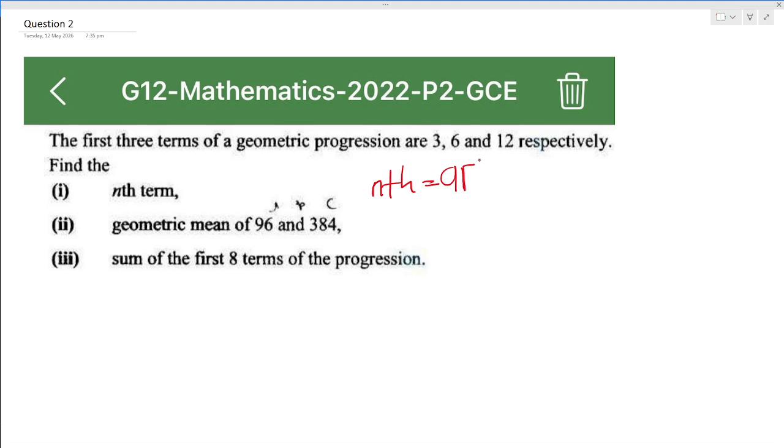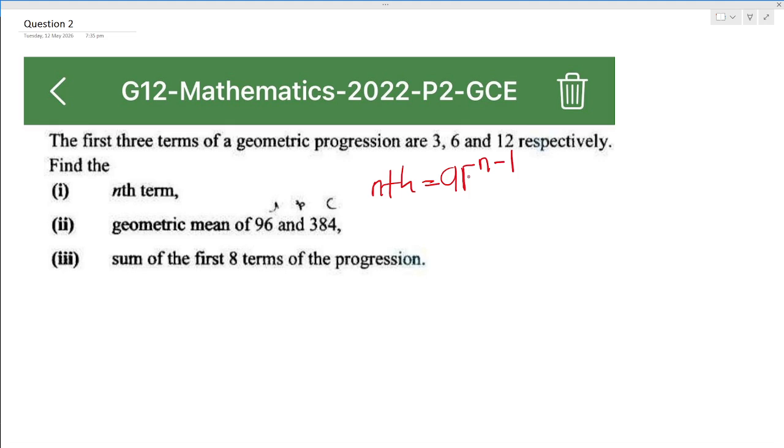The power n minus one. Correct. Okay, so next, the formulas. You need these to be able to answer these questions: finding the terms, the common ratio, and the geometric mean. Just these three. The rest will be given to you in the exam. You just need to know how to use them.